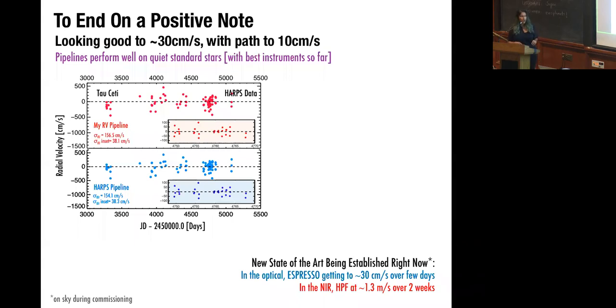In the near infrared, the state of the art right now is HPF, which is at about 1.3 meters per second over several weeks. And so even though this is difficult, it works. You guys should come work on radial velocity instruments, and I'll take questions.